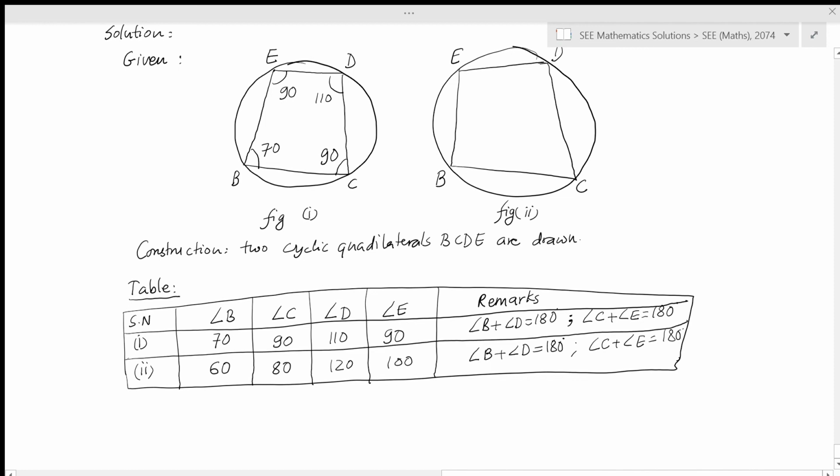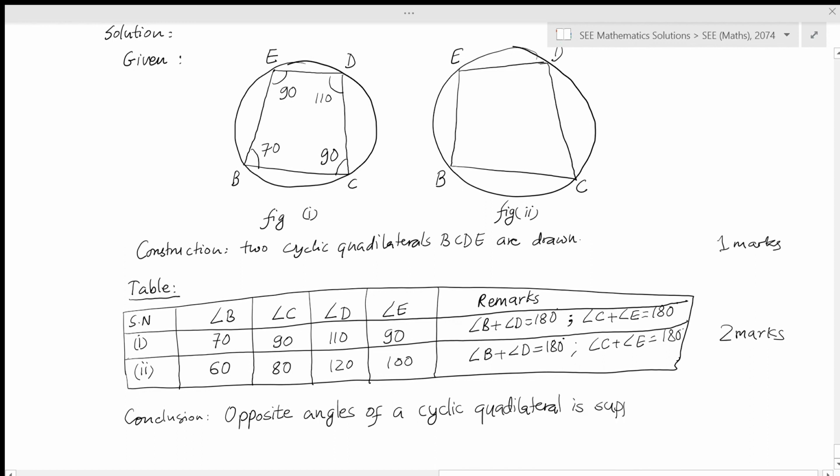All right, great. For this you will get 2 marks. You will get 1 mark for construction, and you will get the other 1 mark for conclusion. So we have to find the relation, right? The relation is that the opposite angles of a cyclic quadrilateral are supplementary. So we write that here: opposite angles of a cyclic quadrilateral are supplementary. That means when we add these two angles, it will give us 180 degrees, right? So this is enough. All right, so this is our answer. Got it? Great, and good luck.